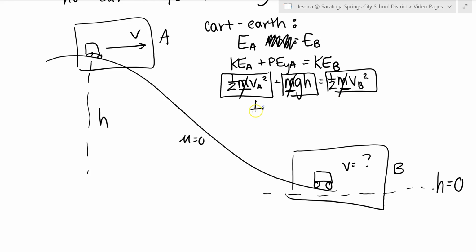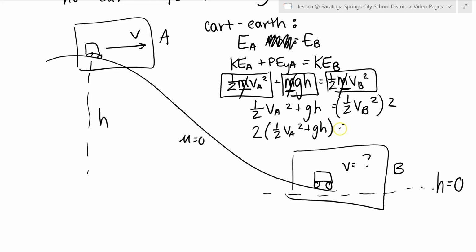So I have 1/2 v_A squared plus g h equals 1/2 v_B squared. The consequence of canceling the mass means that the mass is not going to determine anything about the velocity at B. So it doesn't matter if it's a big cart or a little cart. Mass doesn't matter. The velocity is still going to be the same. From there, I would multiply both sides by 2, so I would have v_A squared plus 2 g h equals v_B squared. Then I would square root both sides, and that would give me an answer for v_B. It's not pretty, but that would be the answer.